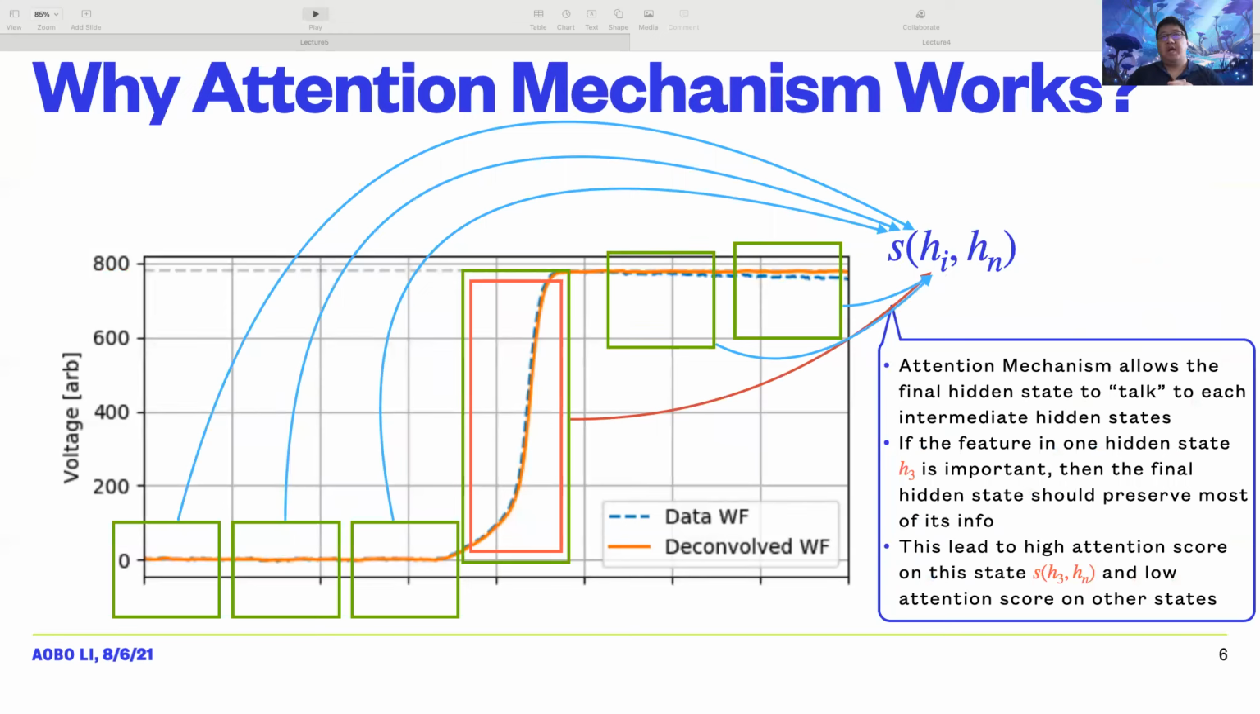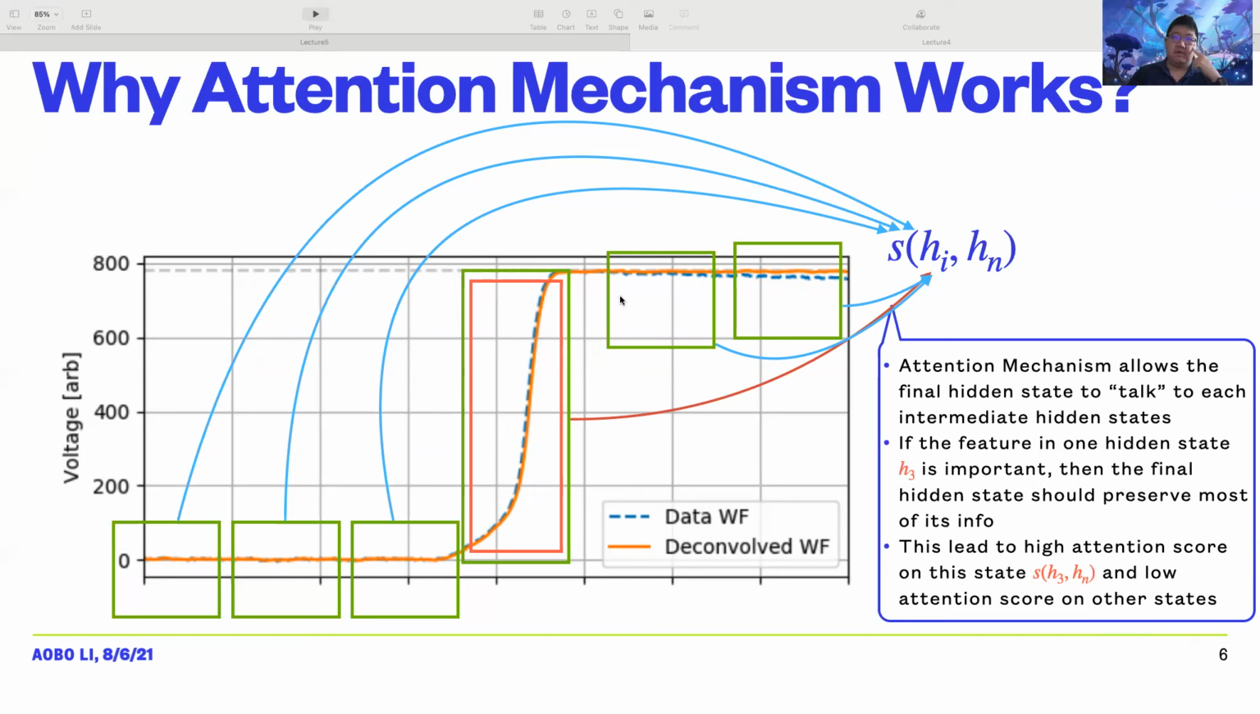Okay, so we also discussed why the attention mechanism works. For example, if we only have seven time indices in our time series, which is a waveform here, the attention mechanism will allow the last final hidden state to talk to each of the intermediate hidden states. So if the feature in one hidden state, for example H3 in this case, is important, then the final hidden state should preserve most of its information, and this would lead to a high attention score of this state, H3 to HN. HN is the last hidden state, and H3 is the third intermediate, actually the fourth, intermediate hidden state output.